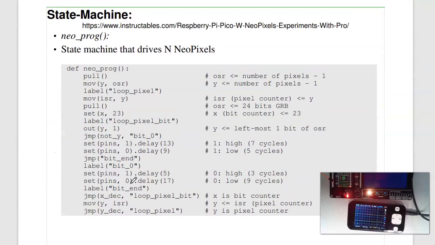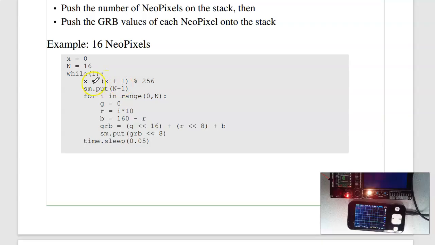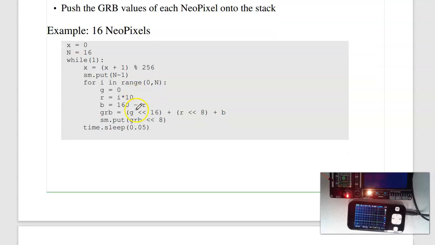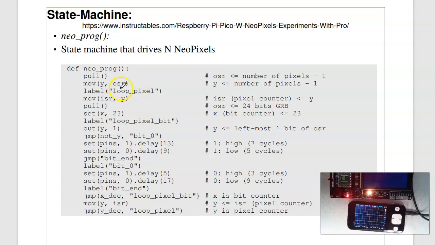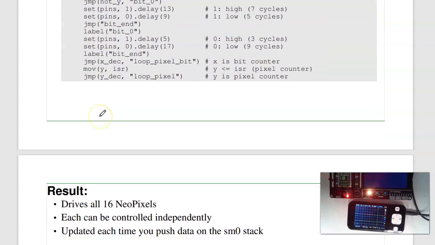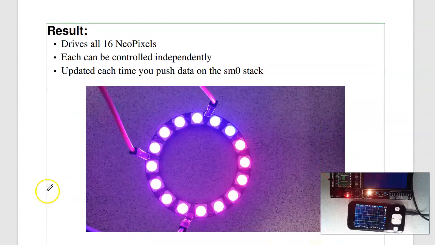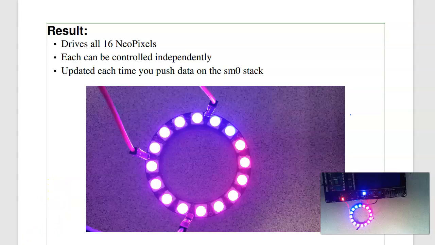Inside the state machine, I am going to pull off the first number, which is the number of pixels. So when I start out, I'm going to write the number of pixels on the state machine. That's n-1, 16. Pulls that off. That's how many times I have to loop through this, how many neopixels I have. For each neopixel, repeat logic 1, logic 0, doing that 23 times, 24 times, repeating 16 times, with the result being I can drive all 16 neopixels.